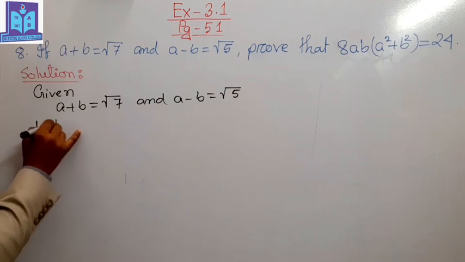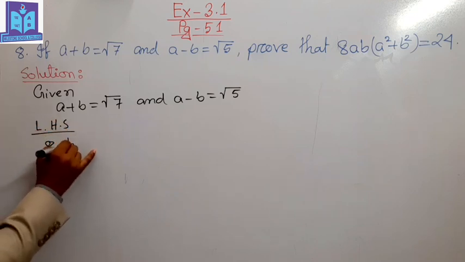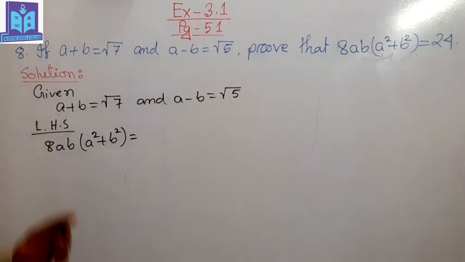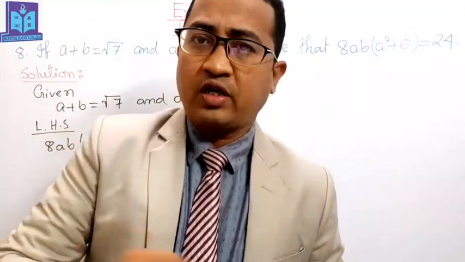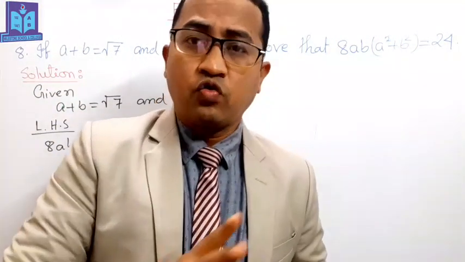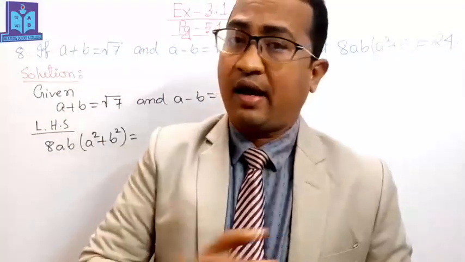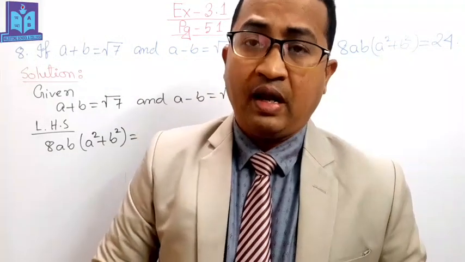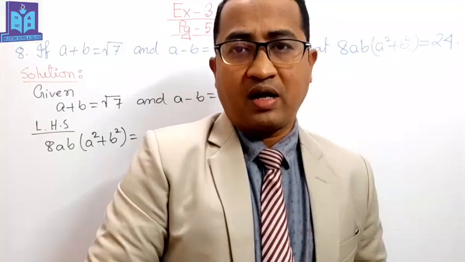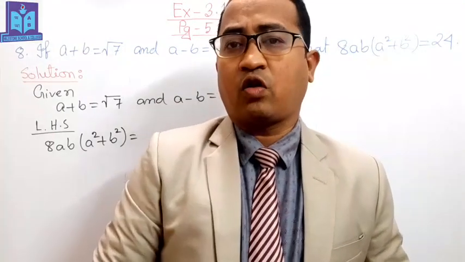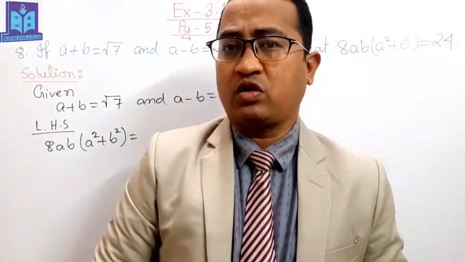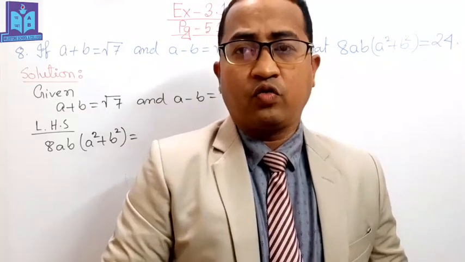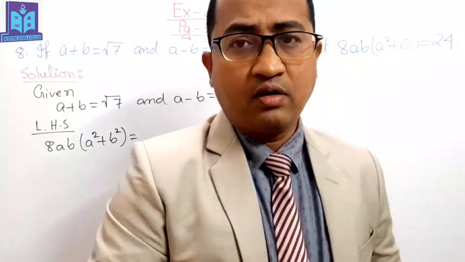Now the left hand side, that is 8ab into (a square plus b square). There are two types of expression. 8ab we can write as 2 into 4ab, and we know the formula of 4ab. Again, we also know the corollary of a square plus b square. So if we apply the corollary of 4ab and a square plus b square, then we can find the value of 8ab into (a square plus b square) very easily. So let's see the board.